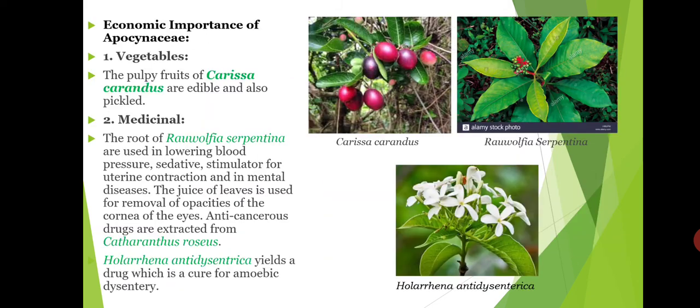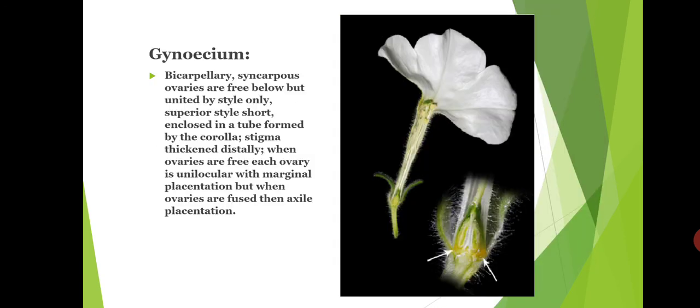And here we can see that berry, Carissa, and then the seeds are with silky hairs or sometimes wings. Okay, and these are the characteristics related to the Apocynaceae family.